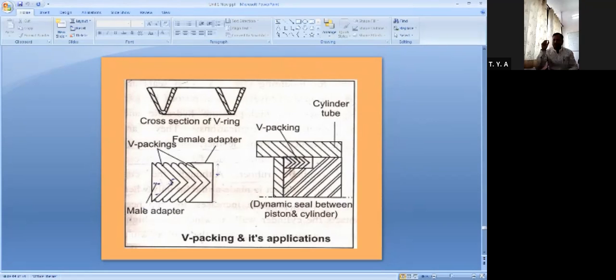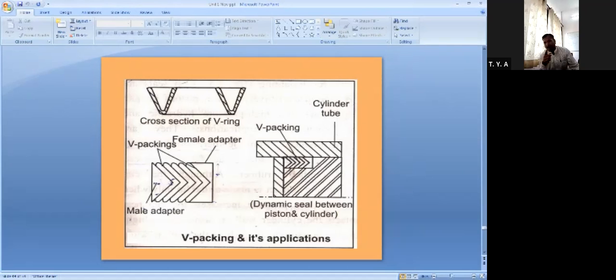To achieve the seal, this V ring must be installed as part of a packing set or a stack, which should include one male adapter, then one female adapter, and several V rings in between. This is a male adapter, this is a female adapter, and in between them V packings are used. So that is a combined sealing. It is called V ring packing, V ring sealing. Getting it?